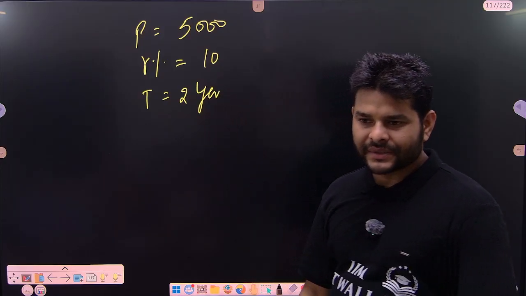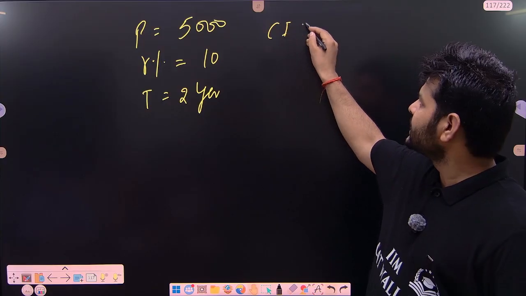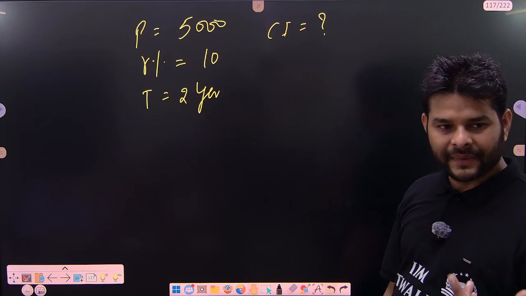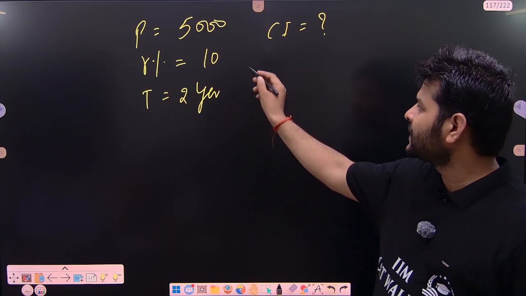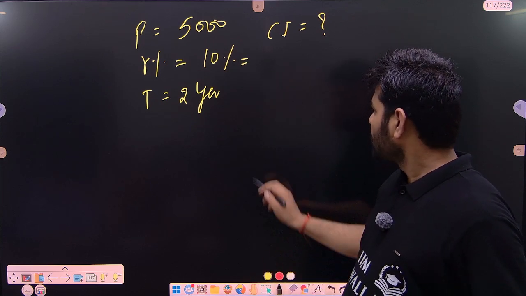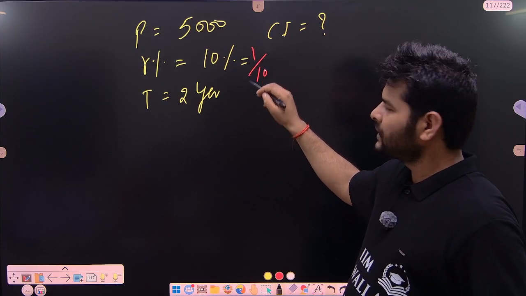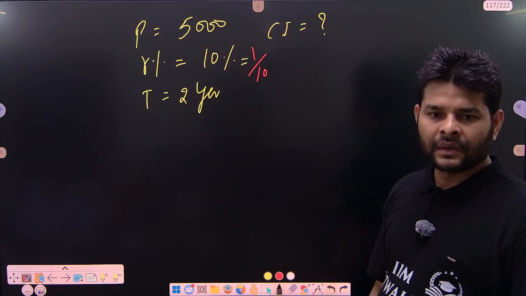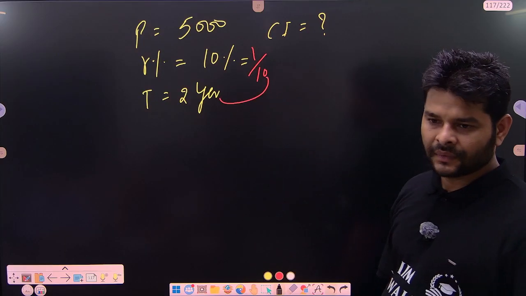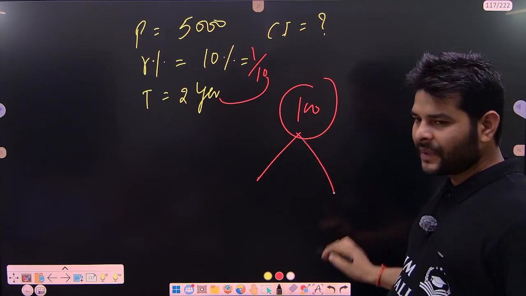If I talk about compound interest, CI, how much CI would it be? We know the formula for CI. CI means the tree method. In the tree method, first we take the fraction value of the rate. So that would be 1 upon 10, and the denominator's power is the time. So denominator power time is 100. That would be your principal. On that principal, we have 2 years.